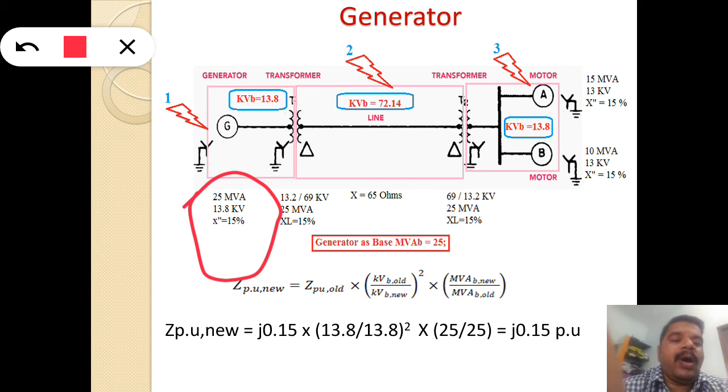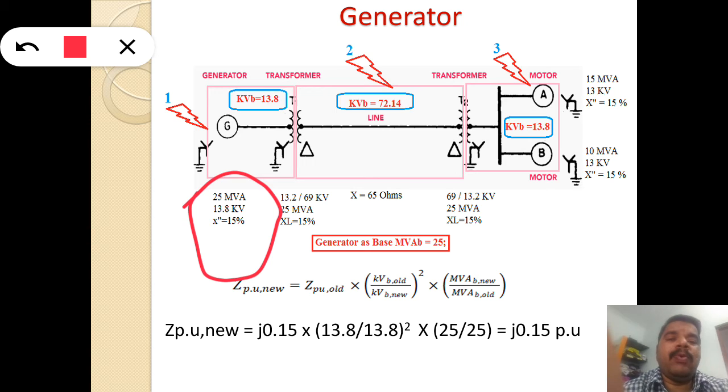kVb new value, for the particular section, is the value we choose as the base value. So in this problem, for the generator, what is Z per unit old? The reactance value given is 15%. 15% means 0.15 per unit. Generally the reactance is written with a j, so we have to write j 0.15.